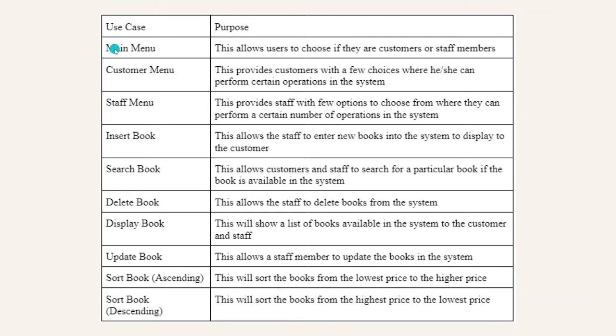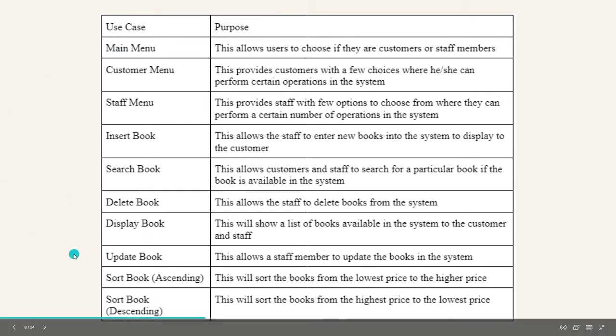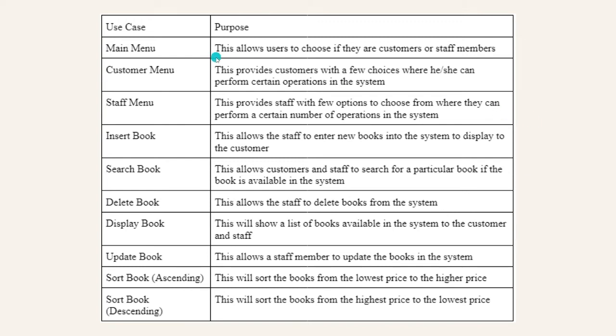There are 10 use cases in this system. The first one is the main menu, which allows the user to choose if they are the customer or the staff member. The customer menu provides the customer with a few choices where he or she can perform certain operations in the system. The staff menu provides staff with a few options to choose from where they can perform a certain number of operations in the system. The insert book allows the staff to enter new books into the system to display to the customer. The search book allows the customer and the staff to search for a particular book if the book is available in the system.